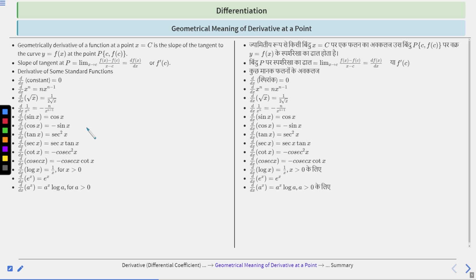Next one is the derivative of root x. See, root x is the same as x to the power n, right? Root x can be written as x to the power 1 by 2, right?